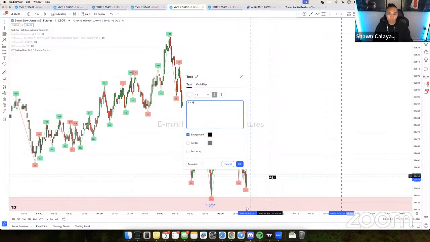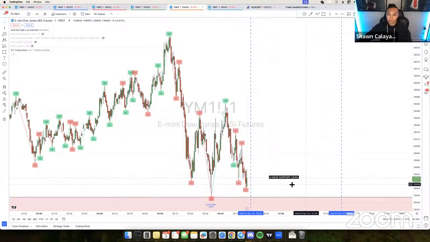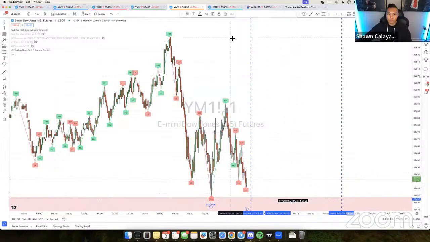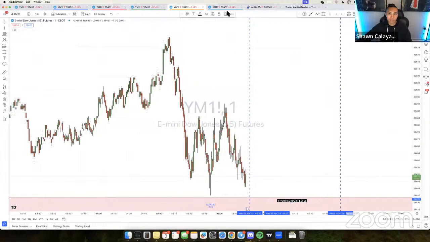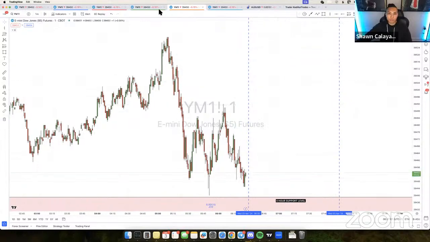All right, 4 hour support level. So here's our clean chart. We have the 4 hour support level right down below. And that's pretty much it. We'll see what happens here when the market opens. I'll mark up the opening price to see where price pushes from here.